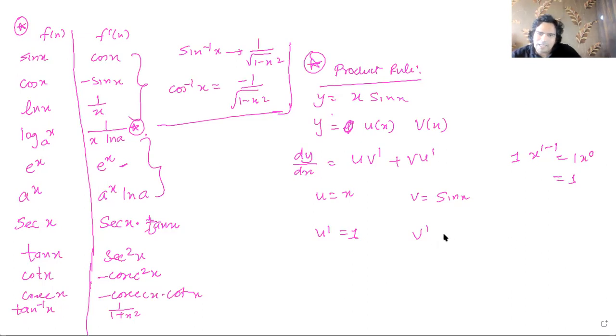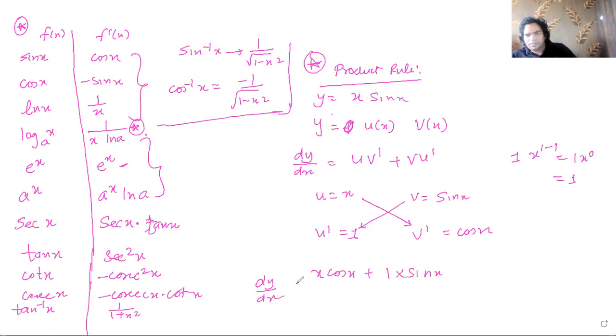And if I talk about v dash, the derivative of sine x is cos x. So now I just use the cross multiplication logic, uv dash plus vu dash. So it'll be x times cos x plus 1 times sine x. So dy by dx is x cos x plus sine x for this particular function.